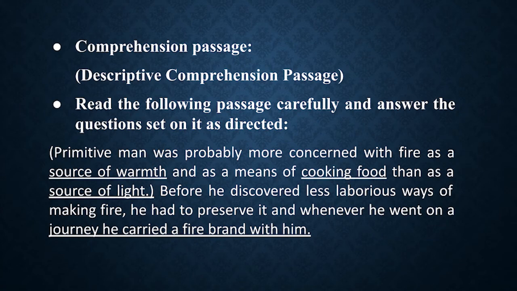Primitive man was probably more concerned with fire as a source of warmth and as a means of cooking food than as a source of light. While going through these lines, you find primitive man is more concerned with fire as a source of warmth and a means of cooking food rather than a source of light. So you can underline source of warmth, cooking food, and source of light because you may be asked questions later.